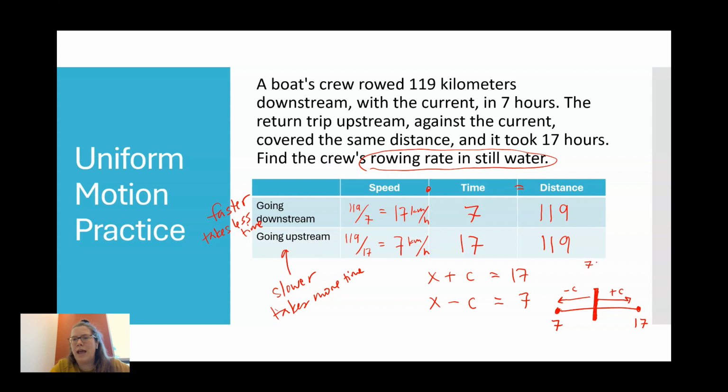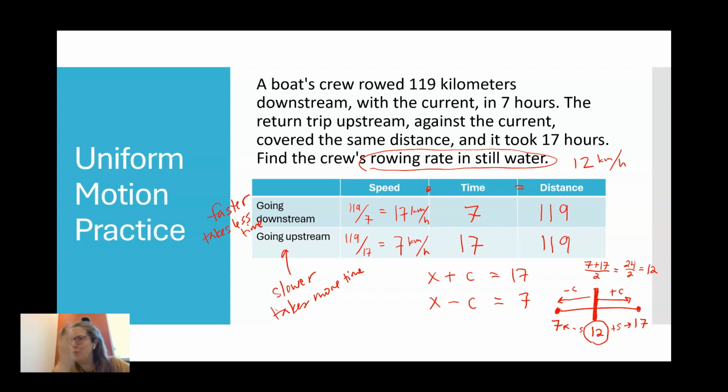And to do that, we just add them up and divide by 2. So when we do that, we'll get 24 over 2 is 12. And we'll double check. Is it true 12? It's plus 5 to go this way, and it's minus 5 to go this way. Yes, that works. So their rate in still water is 12 kilometers per hour. And if anyone cares, the current was 5 kilometers per hour.